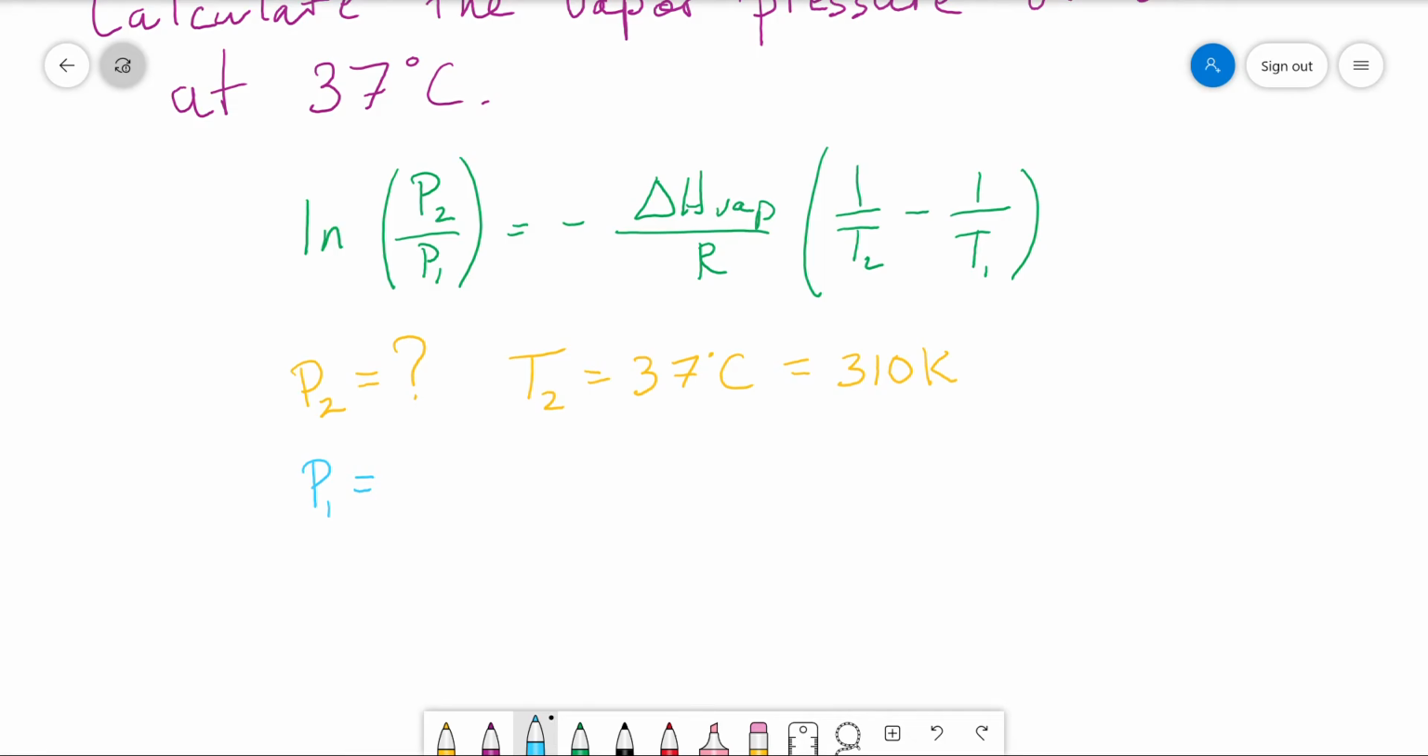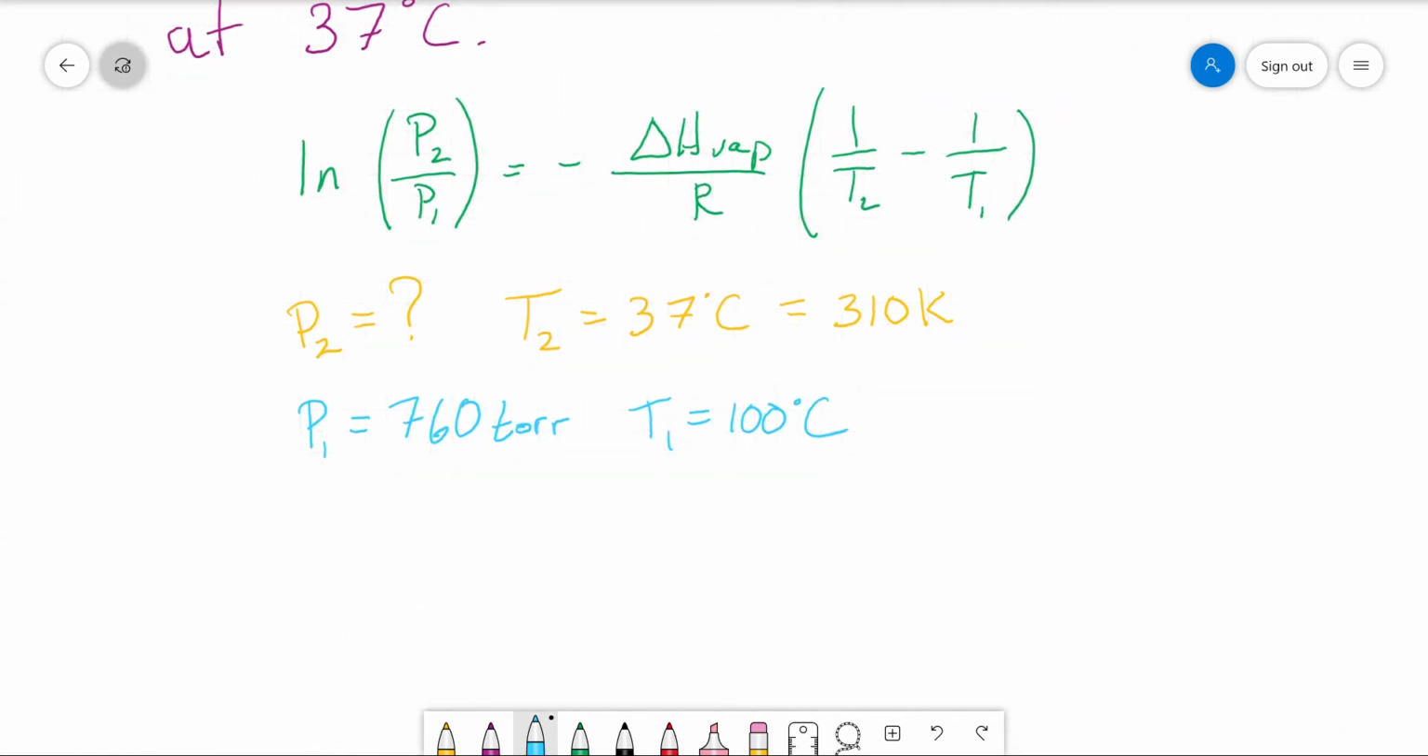Well, if you remember back to the previous video, we know when water's vapor pressure is equal to 760 torr, because 760 torr is 1 atmosphere. And that's what we call the normal boiling point for water, which is 100 degrees Celsius. So we picked that because we know the vapor pressure at the boiling point.